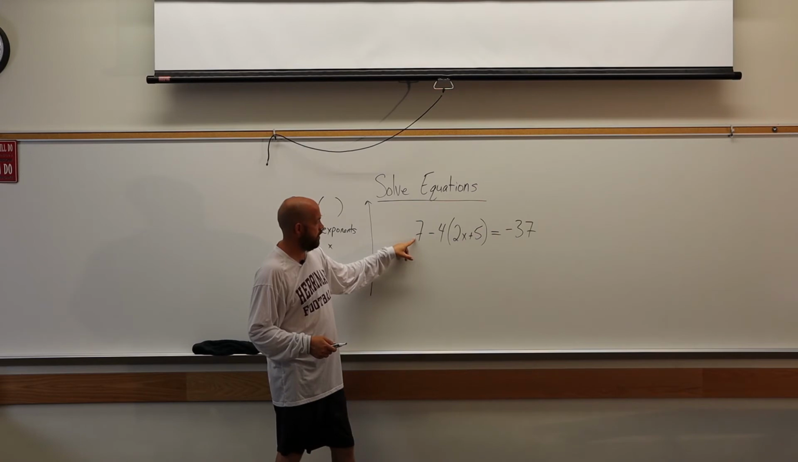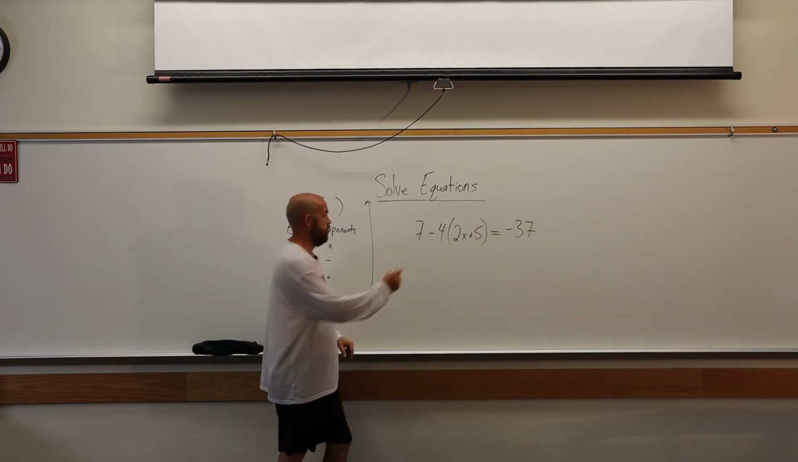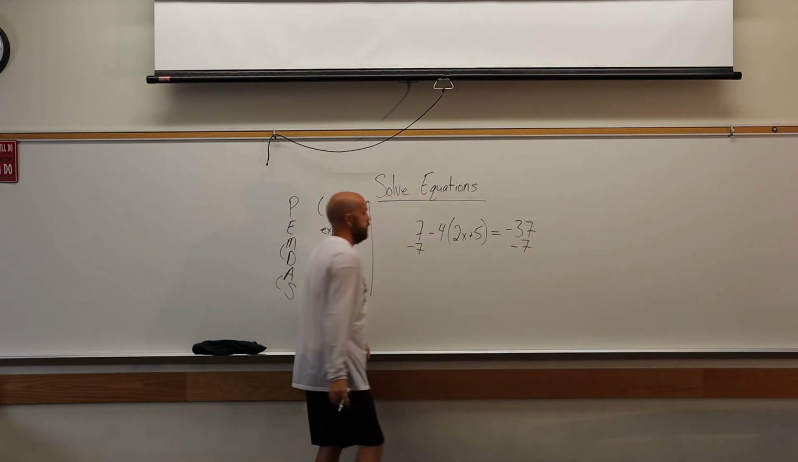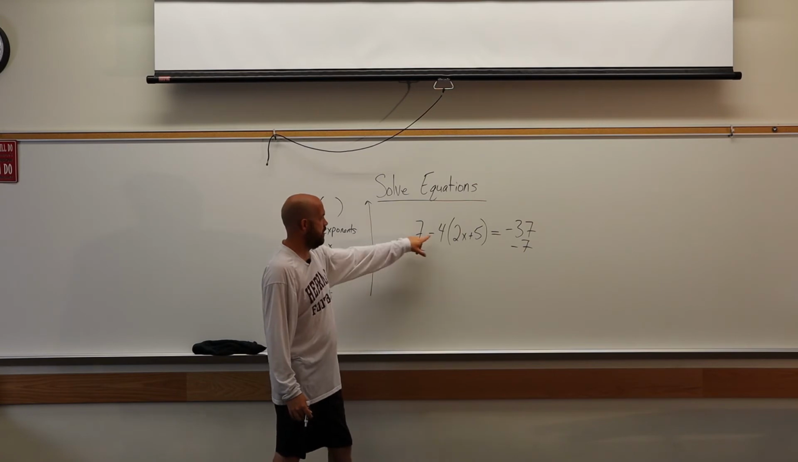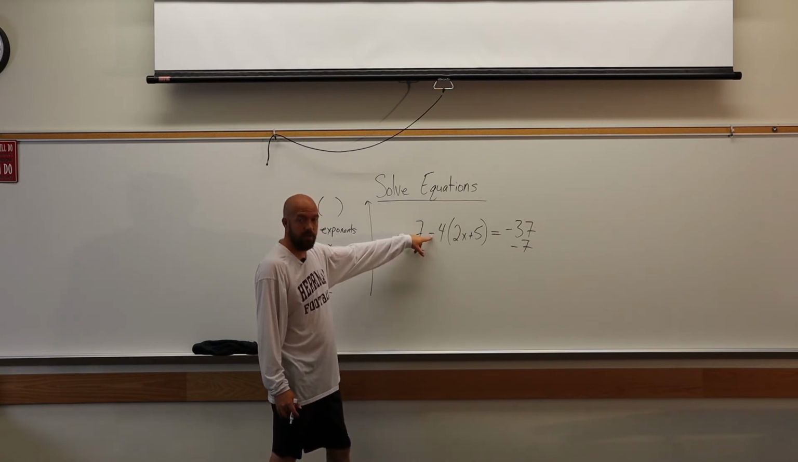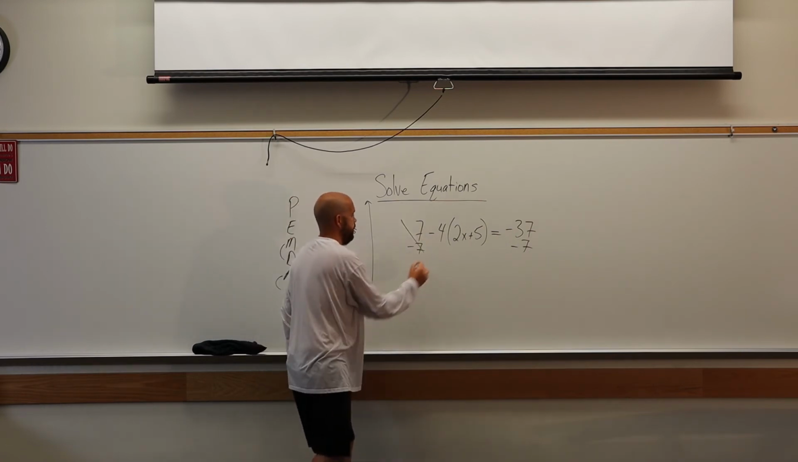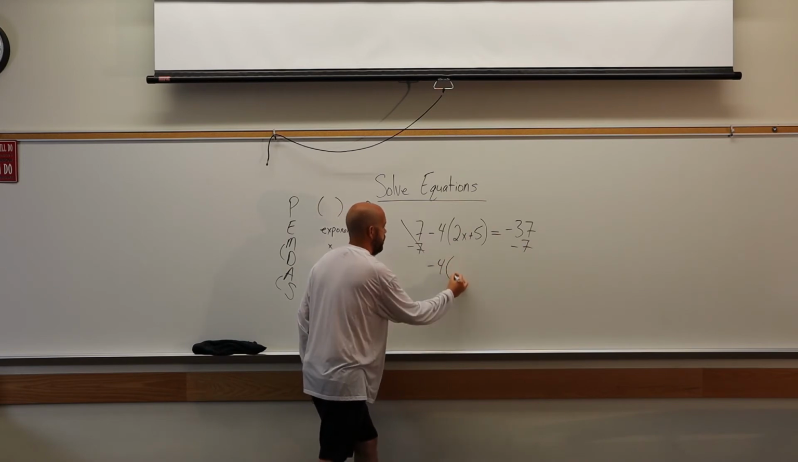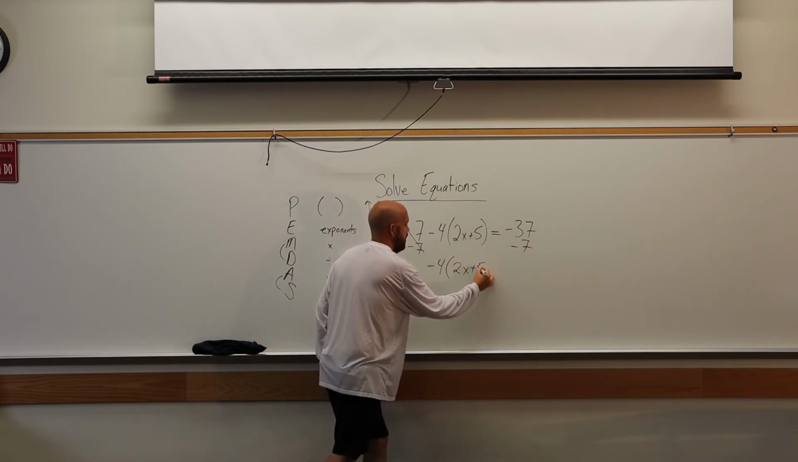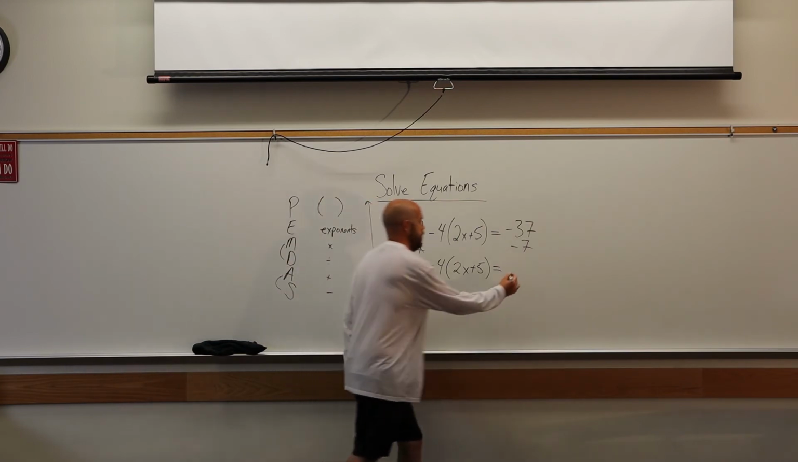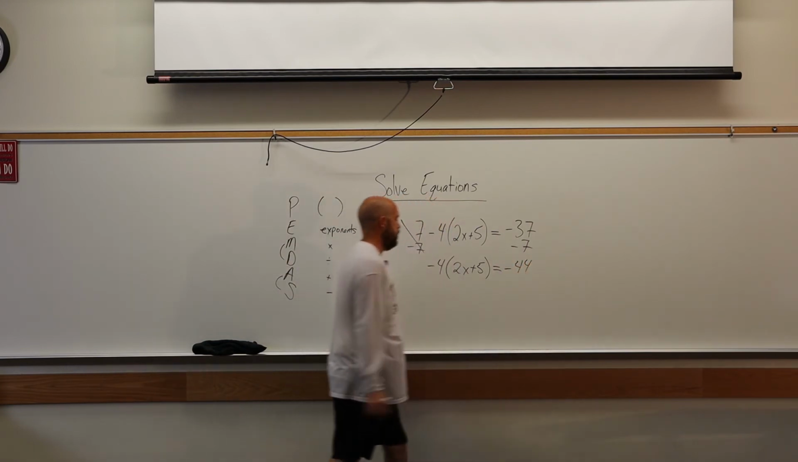The 7 is adding or subtracting. We want to cancel that first. It's a positive 7. So to cancel that, I actually need to subtract 7. A lot of people would get that wrong because they see the subtracting afterwards, and they think they need to add 7 to both sides. Well, 7 plus 7 is 14. That doesn't cancel. So this goes away, and now I have negative 4 parenthesis 2x plus 5 equals negative 37 minus 7 would be negative 44.